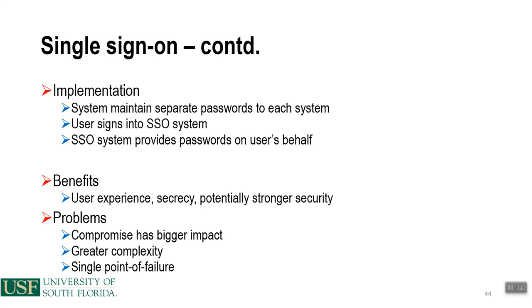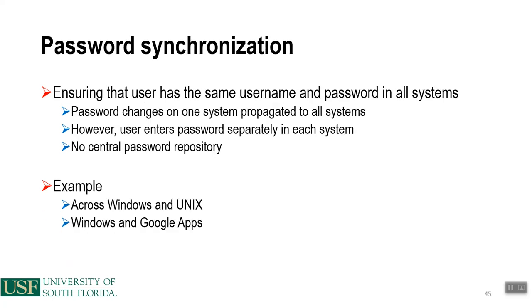And the benefits of this is that it increases user experience significantly. There's more secrecy and potentially stronger security. The problem with it is that the compromise has a bigger impact. If you get that initial set of username and password, the NetID from My USF, then the compromise is significantly bigger because then you're able to get a larger scope of what you can get access to. There's greater complexity and it's a single point of failure.